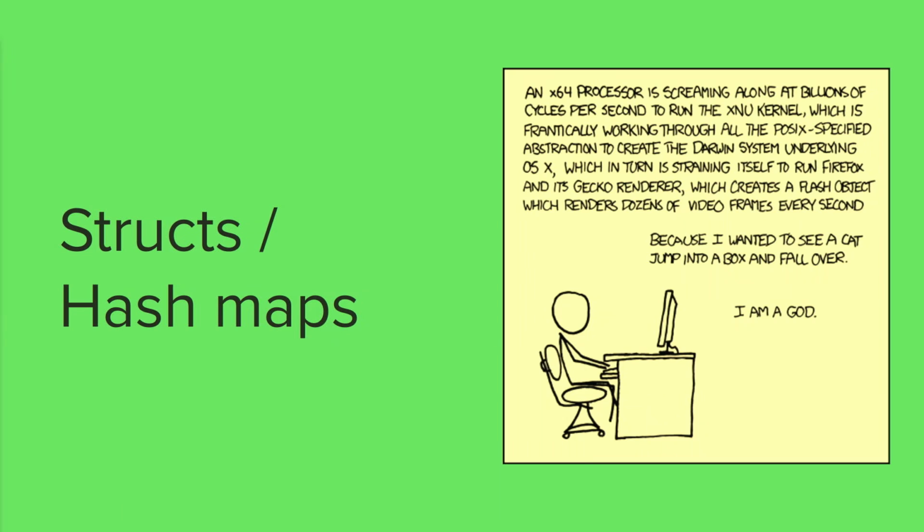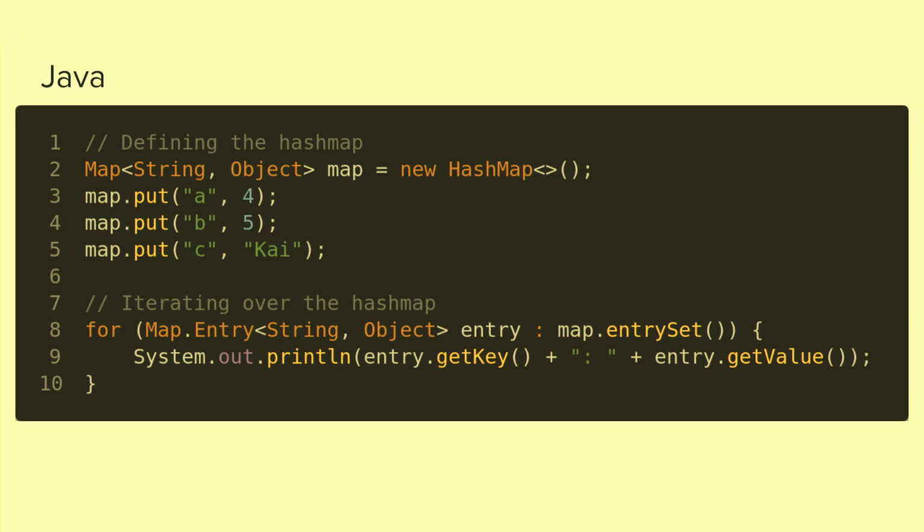We can have a look at another structure, like structs or hash maps, for example, which are basically untyped objects in a wider sense. When we look at that in Java, this is probably an overcomplicated example. We can define a map, which is a hash map, put stuff into it, like A, B, C with some values, and then we iterate over that hash map and output the value, and it will say something like A is 4, B is 5, C is chi, or something like that.